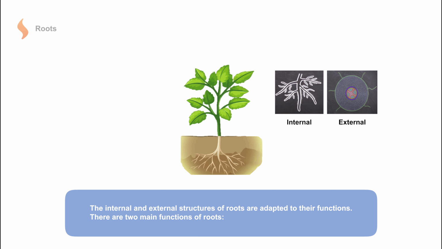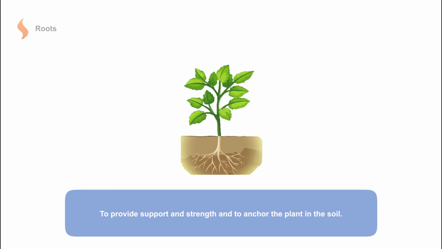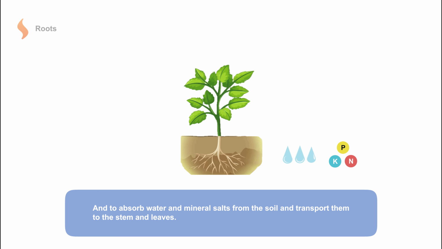There are two main functions of roots: to provide support and strength, and to anchor the plant in the soil, and to absorb water and mineral salts from the soil and transport them to the stem and leaves.